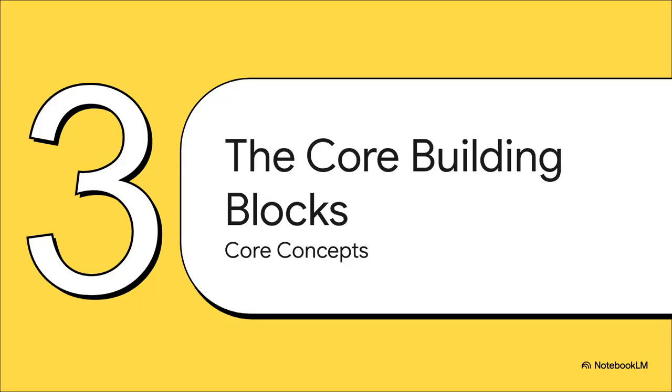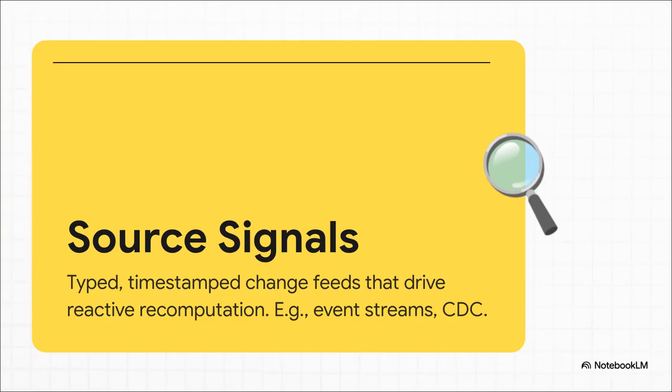Okay, so how does this magic actually work? Well, it all comes down to 3 core building blocks, and these are what make the whole system tick, and more importantly, what gives it that superpower of composability we've been talking about. All right, first up, source signals. These are your raw ingredients, the basic stuff you're cooking with.